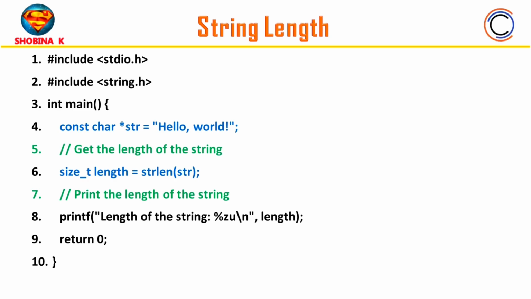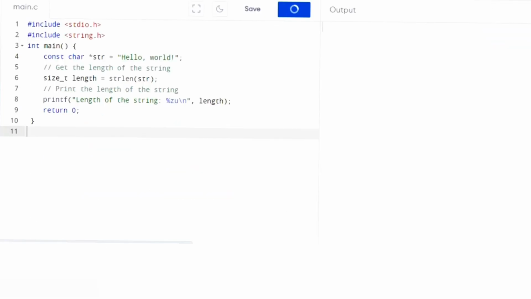In line 6, we calculate the length of the string str using the strlen function and assign it to a variable length. The size_t is a data type used to store the length. And finally, we print the length of the string using the %zu format specifier, which is specific for the size_t data type. Now let's run this program. Overall, this program calculates and prints the length of the string "hello world" using the strlen function.